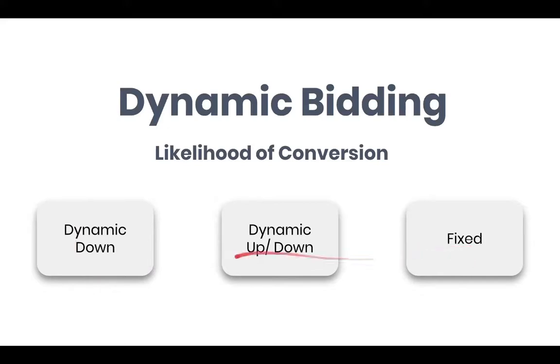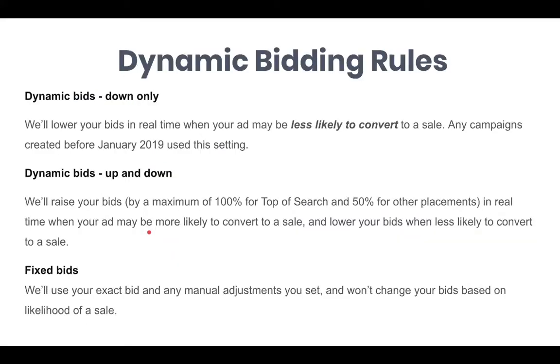So these three bidding strategies give us as advertisers a little more flexibility in terms of defining exactly where to put our money, so that we can control to some extent what the outcome of our auction is. So here again, getting into some rules, dynamic bidding rules for dynamic bids down.